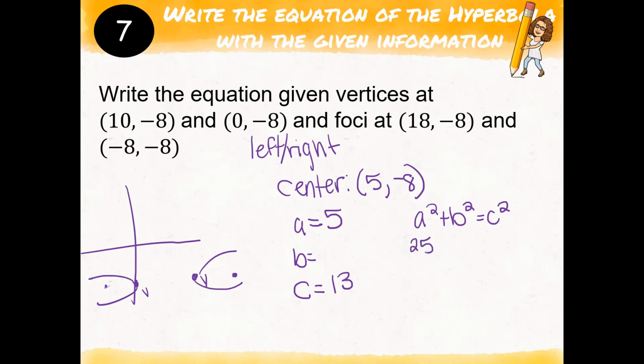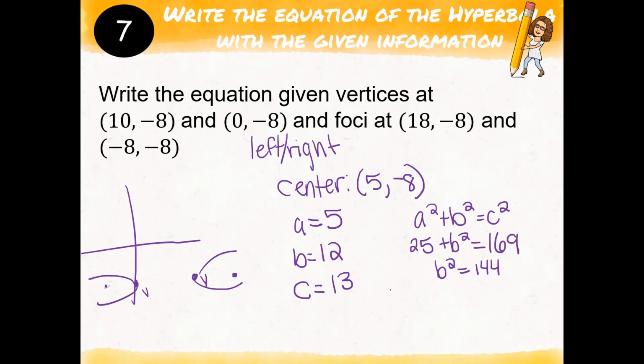So 25 plus something is equal to 169. I'm just squaring C. So if I subtract my A squared, 169 minus 25 is 144. So that must mean my B is 12.